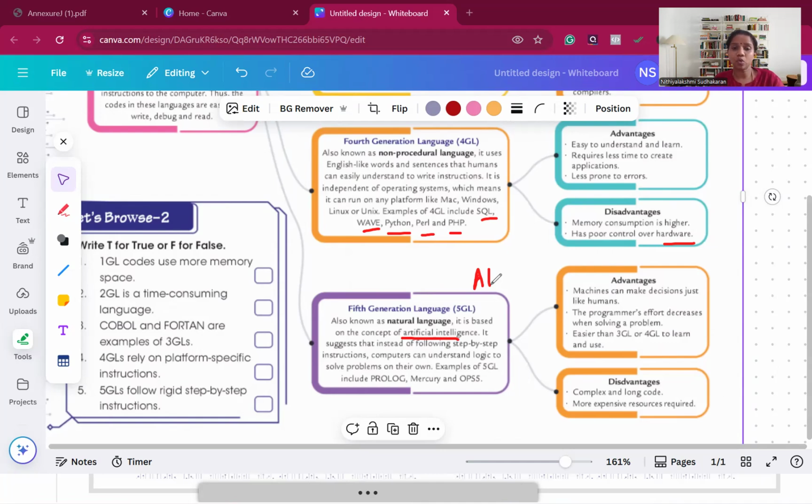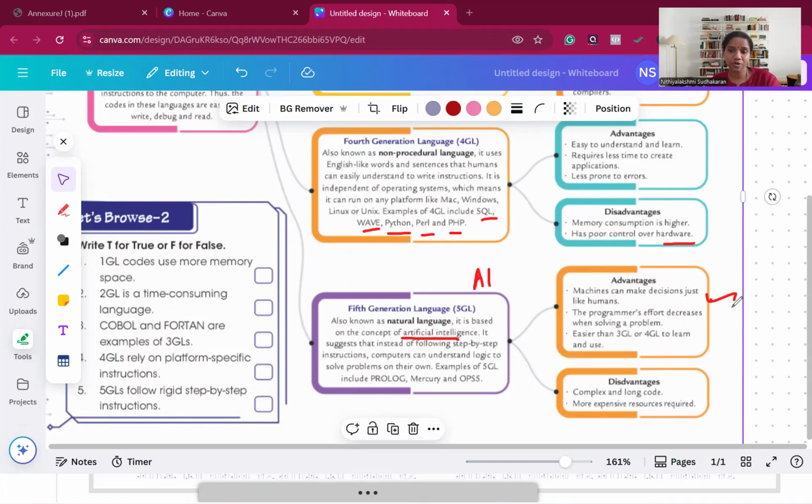Say for example, even in Word, you have Grammarly. When you start typing, even if you have spelling mistakes, it automatically corrects or highlights what kind of error is there just by underlining in red color. So all these artificial intelligence tools are going to be taking over in the fifth generation, and we have advantages and disadvantages. So machines can make decisions just like humans.